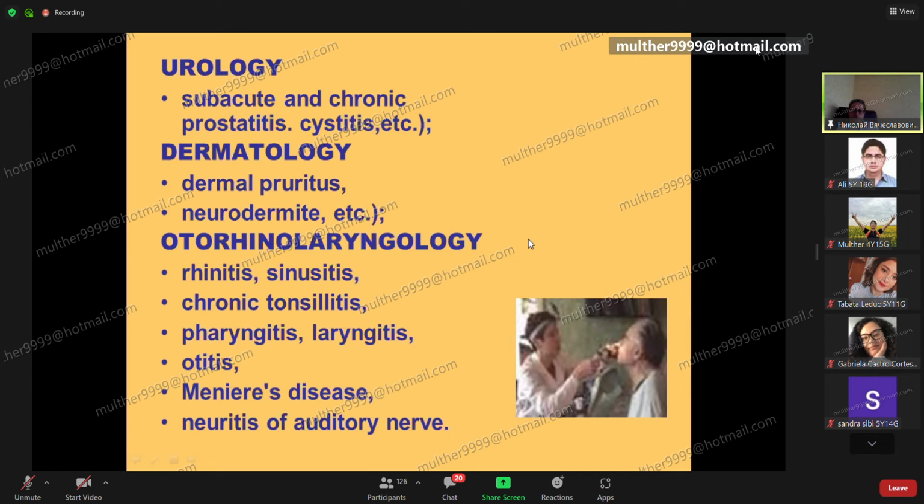For dermatological patients, dermal pruritus we can suppress by some drugs. And neurodermatitis. For patients in otorhinolaryngology, patients with rhinitis and sinusitis, chronic tonsillitis, pharyngitis, laryngitis, otitis, even Meniere's disease with vertigo, dizziness, and neuritis of auditory nerve.